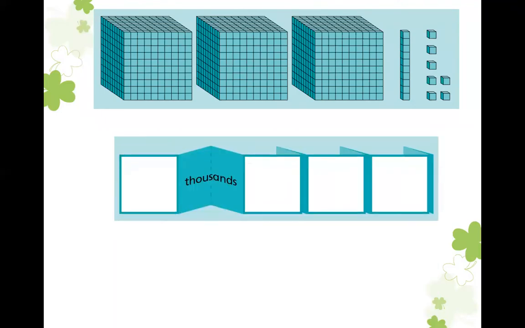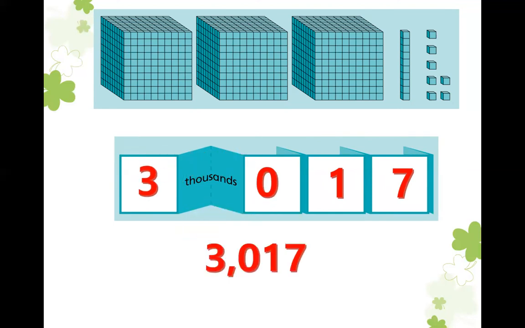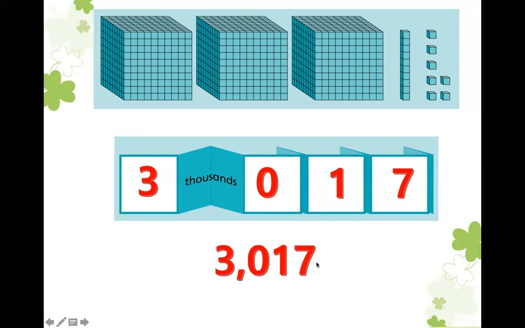How about this one? There are 7 ones, 1 ten, 0 hundreds, and 3 thousands. So we read that as 3,017. Again, 3,017. Let's have another one.